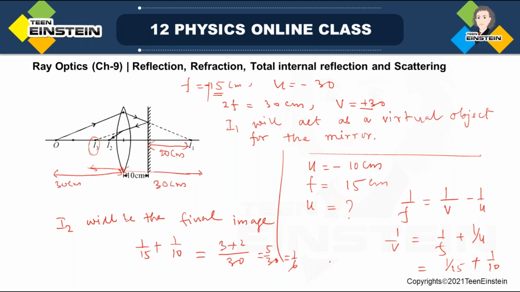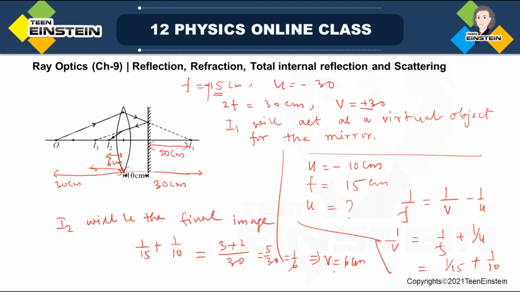So 5 by 30 means 1 over 6. That means your v will be 6 centimeter from here. Okay, I'll just write it here. So v will be 6 centimeter. So look here, the final image is I2, and that will be formed at 6 centimeter from the lens.